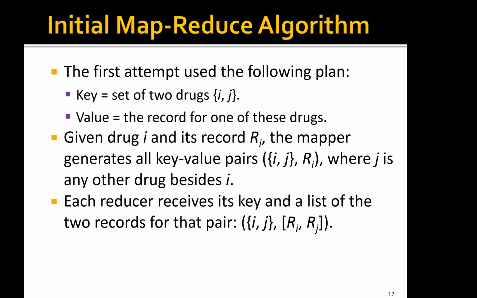Now, when you look at the situation from the point of view of the reducers, the reducer for the key I,J is going to get the record Ri from the mapper for I, and it's going to get the record Rj from the mapper for drug J. And that's all it's going to get. So that's what the key and list of values looks like.